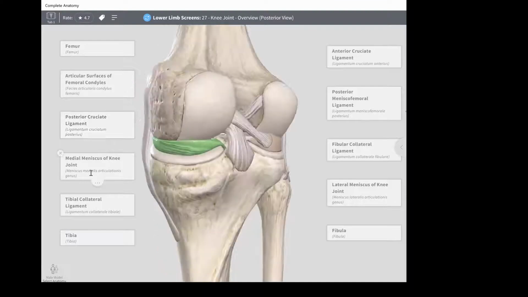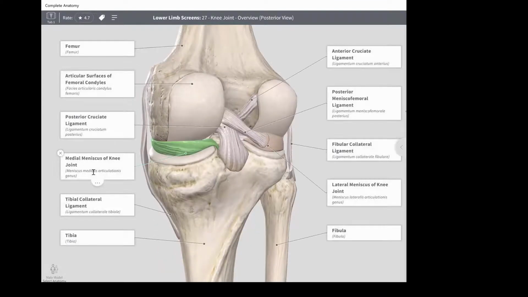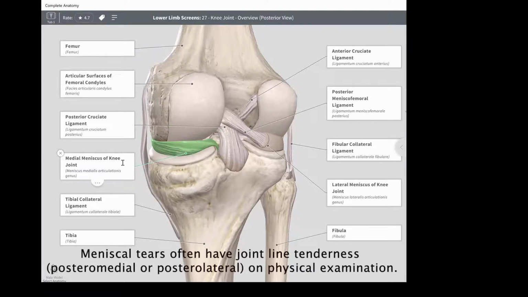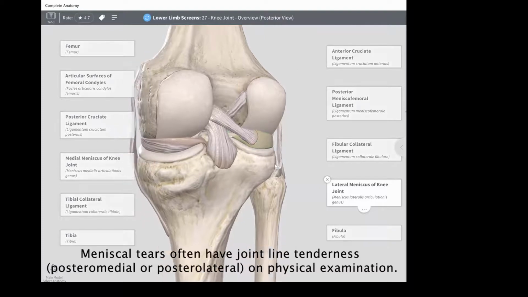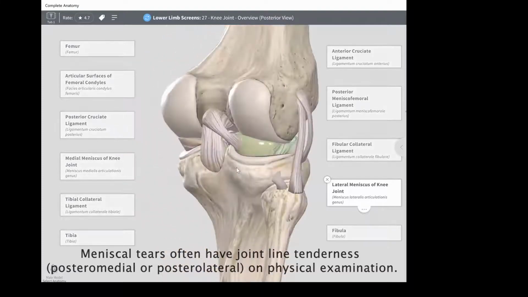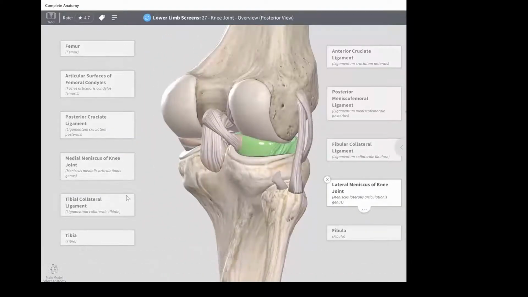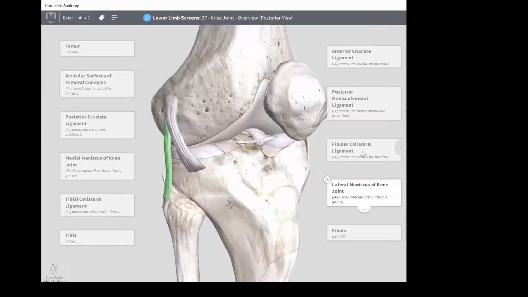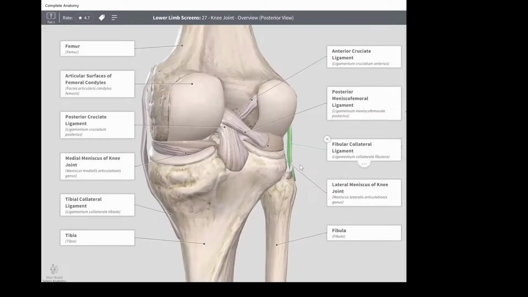What else? Let's take a look at the medial meniscus. So here you can see the posterior horn of the medial meniscus, a part that's torn very frequently. And here we've got our lateral meniscus. You can see the lateral meniscus on the other side of the knee over there. Okay, lateral meniscus. And then we've got some of our extra-articular ligaments.